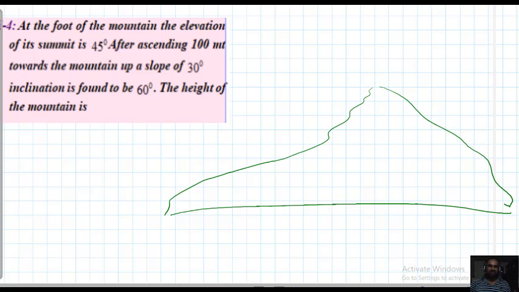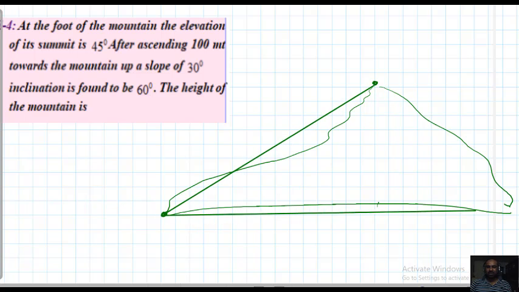So this peak, that is called summit. Okay, this summit, peak. At the foot of the mountain, here, don't think that this is the foot here. This is the foot of the mountain. At the foot of the mountain, the angle of elevation of its summit is 45 degree. Means we need to join this and this. Actually this ground should be parallel, so according to the problem this is 45 degree.